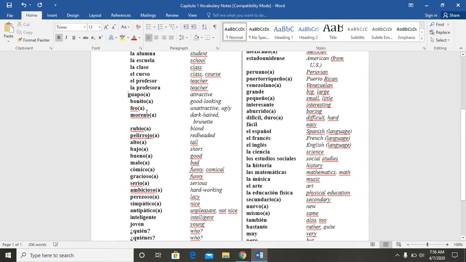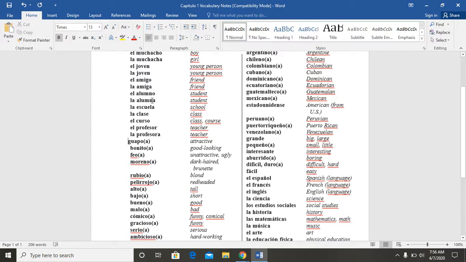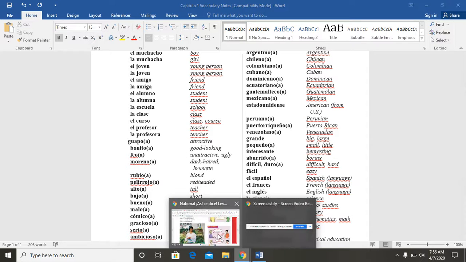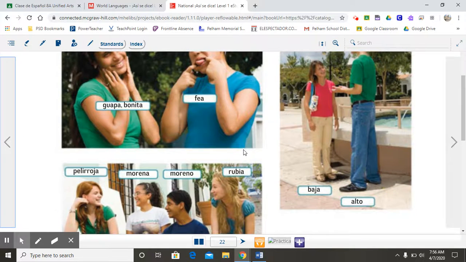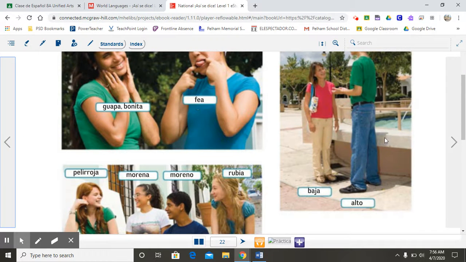Like, for example, we talked about some of these up here, like joven, I mentioned, but we're not going to use it, so you don't have to include it. I'm hoping that I'm not confusing you. In a nutshell, remember, the essential vocab words are the ones in these bubbles.